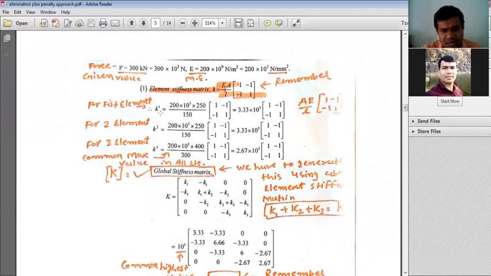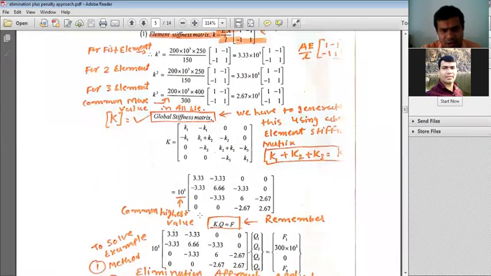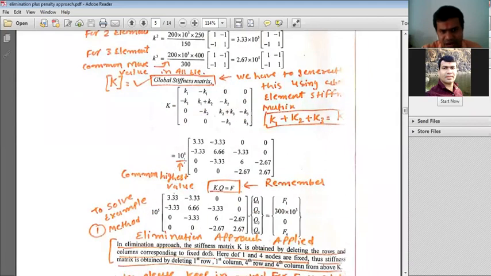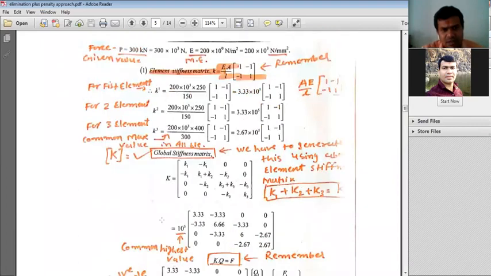Maximum value we keep outside of the matrix. At the global stiffness matrix we have to multiply K1 plus K2 plus K3 is equal to K. Common highest value 10 raised to 5. Multiplication we have discussed in previous lectures, right? How to sum the whole matrix.